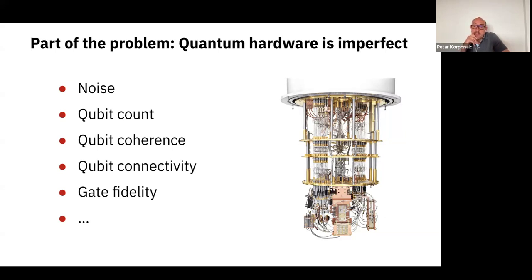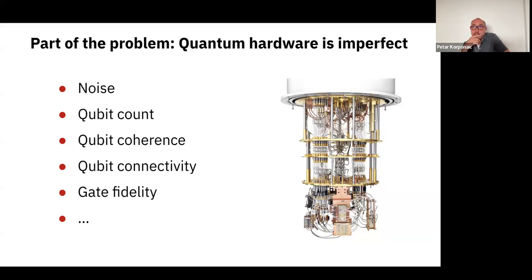And we are trying to very precisely control those elementary particles and the interactions between them. So this is very hard, and quantum hardware, if we can call it hardware, is currently imperfect. We have noise. Noise is maybe the biggest problem at the moment. What does noise mean? It means that a quantum computer returns results which are not accurate. A quantum computer doesn't return what you expect, but it returns noise.